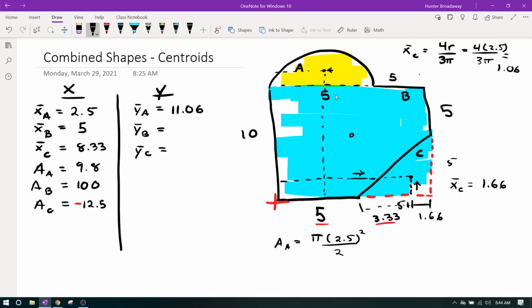Y bar B. This is the Y going up for the square is going to be half of its height, so that's going to be 5 units. Good. And the Y bar C is going to be the height going up, which is going to be a third of 5, 1.66, just 5 divided by 3. All right, we have all the pieces of information that we need in order to solve this problem. One of them is a notch that's going to be taken out of the square, so one of them is going to be negative whenever we put it in there, and that's going to be okay.